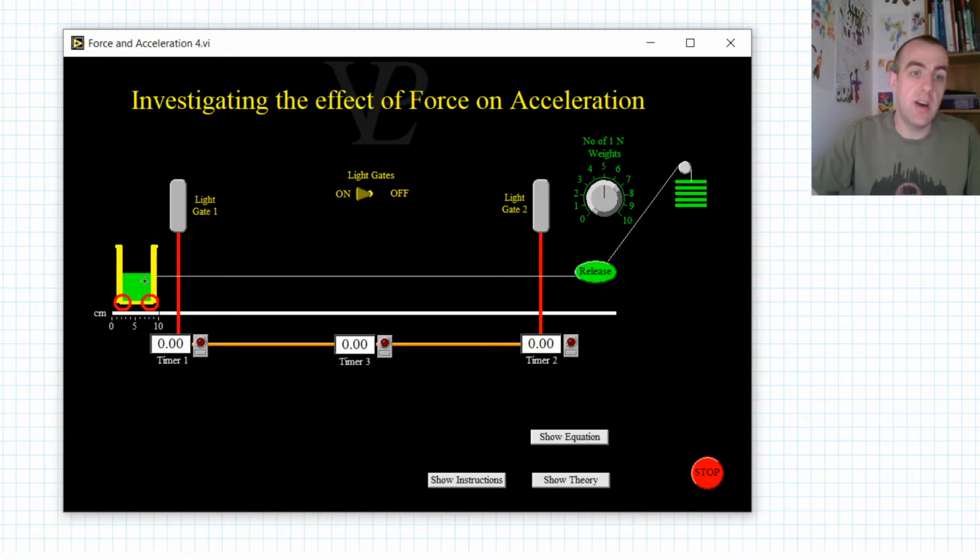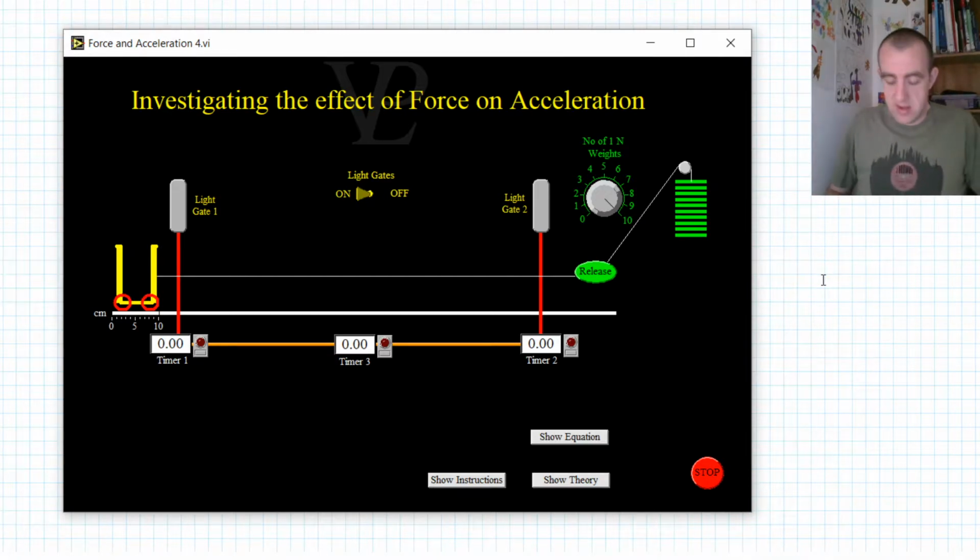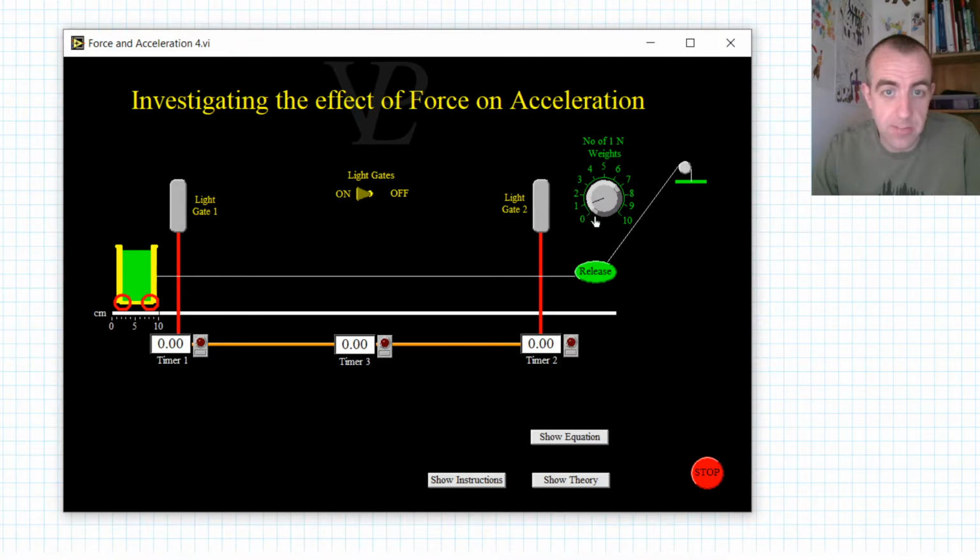Now this car is connected with a thread through some pulleys to some weights that are suspended at the end. Right now there are 5 newtons suspended from this string, but I can increase that to 10 newtons. 10 newtons being the weight of approximately 1 kilogram, or 10 of those laboratory 100 gram slotted masses that you can get. Now you'll notice that when I increase the number of masses suspended on this string, the number of masses on this car on the left reduces and vice versa.